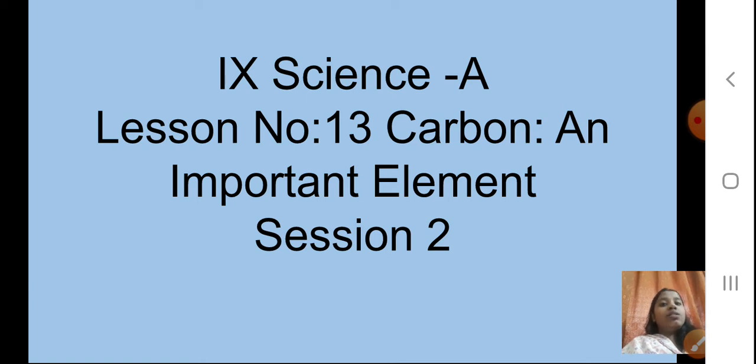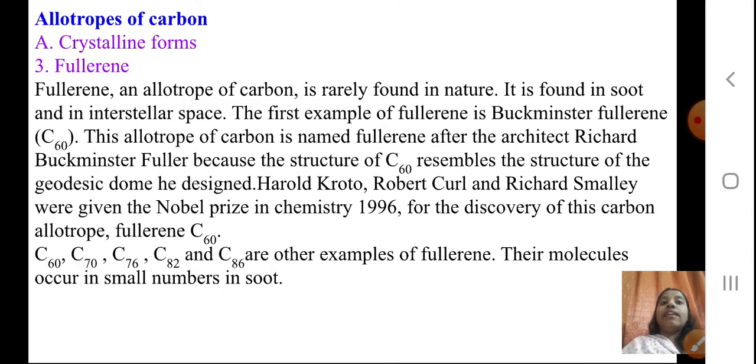Now the third one, students, that we are going to see today, is the fullerene. Fullerene, an allotrope of carbon, is rarely found in nature. It is found in soot and in interstellar space. The first example of fullerene is Buckminster fullerene C60. How many carbon atoms, students? 60 carbon atoms are attached together, and that structure we call a fullerene.